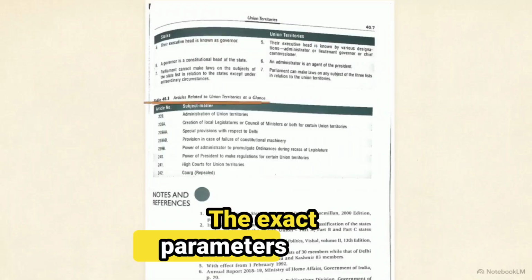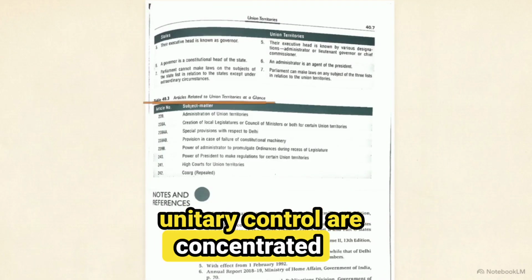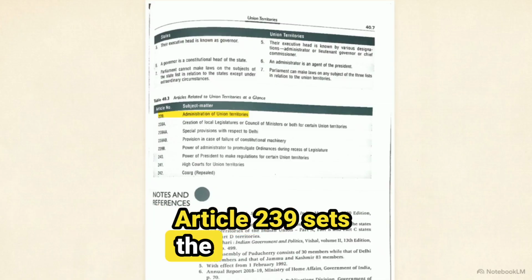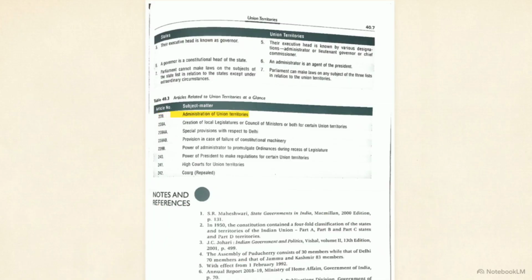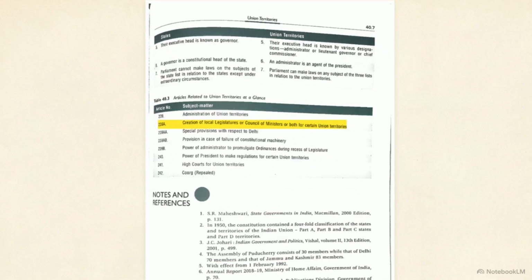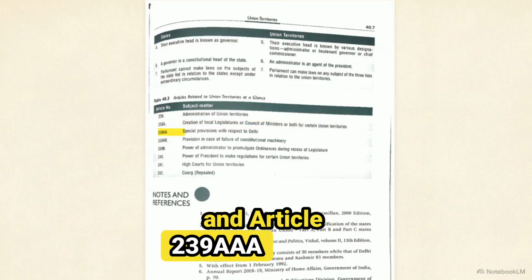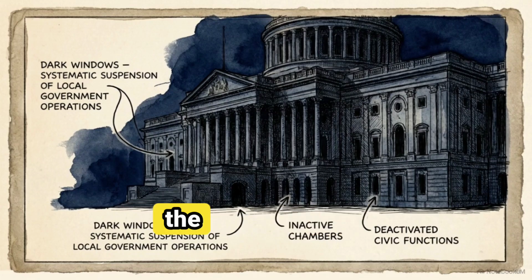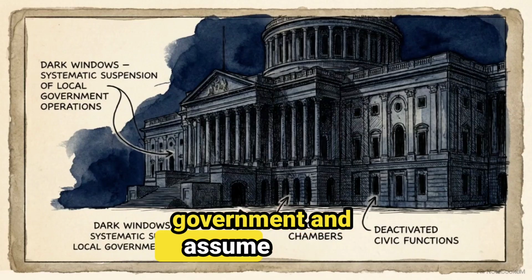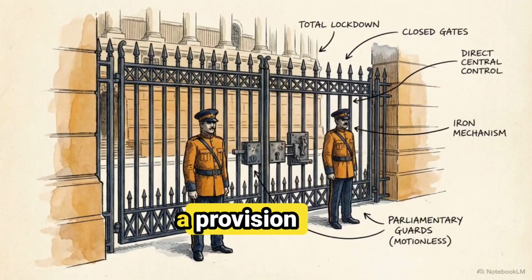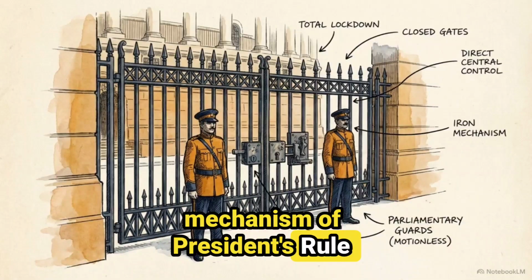The exact parameters of this unitary control are concentrated in 3 key articles. Article 239 sets the baseline for executive administration. Article 239A enables the creation of local legislatures, and Article 239AAA dictates the specific constitutional carve-outs for the national capital. Under Article 239AB, the President can suspend the local government and assume direct control if the territory's constitutional machinery fails, a provision that mirrors the mechanism of President's rule used in states.